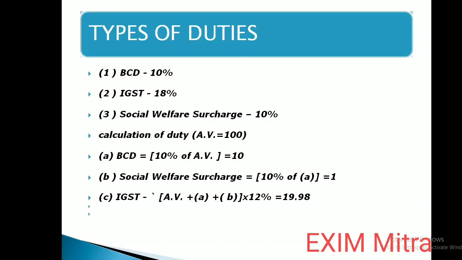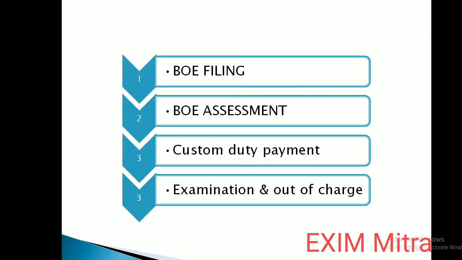So guys, till now, after the valuation of goods and the ascertainment of duty and all the related inputs, you have filed the bill of entry. Now we will see how the bill of entry will move into the system. First the bill of entry is filed and a unique identification number is generated. Then the bill of entry goes to the assessment.